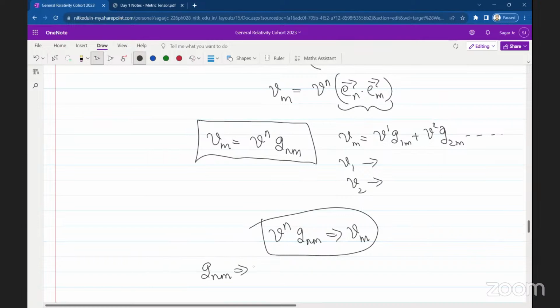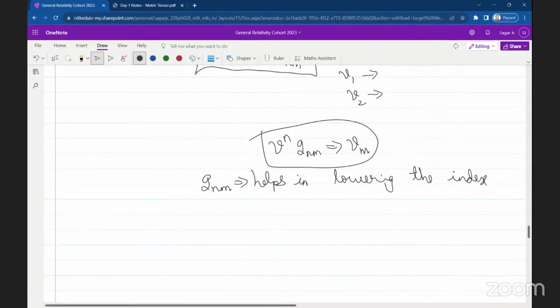g_nm helps in lowering the index. So when you're doing some calculations, if you want to get a contravariant or covariant component, you will just multiply with the suitable g_nm on both sides of the equation. So in simplifying expressions, this property will come in handy. There is one last topic, that is the inverse metric tensor.